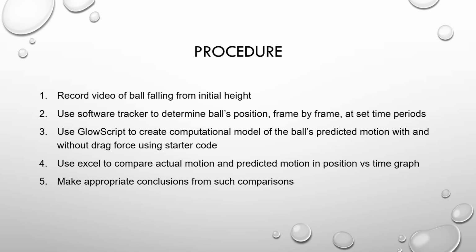Our procedure is going to be to one, record a video of a ball falling from an initial height, two, use a software tracker to determine the ball's position frame by frame at set time periods, and three, use GlowScript to create a computational model of the ball's predicted motion with and without drag force using the starter code given, and then use Excel to compare the actual motion and predicted motion in a position versus time graph, and then we're going to make appropriate conclusions from such.